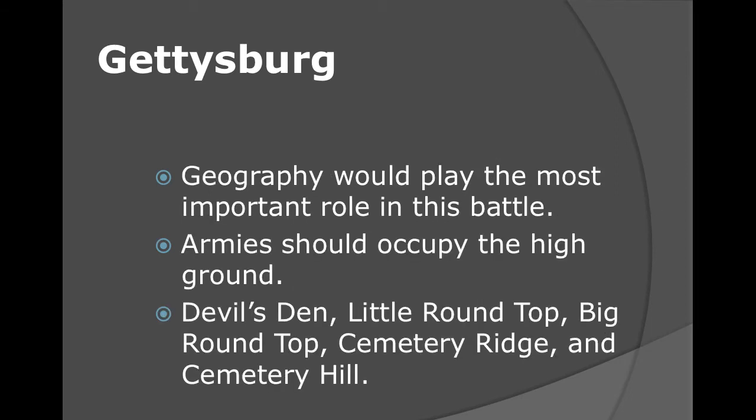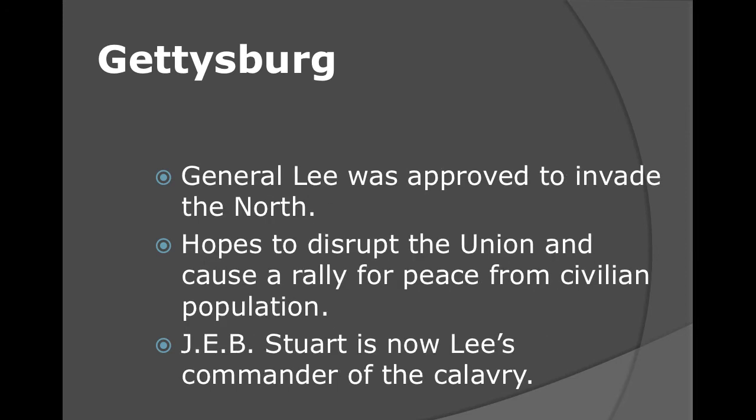Geography is going to play an important role in the Battle of Gettysburg. The army that could occupy the high ground is going to win the day. And some of the geographical places in the Battle of Gettysburg are a place called the Devil's Den, Little Round Top, Big Round Top, Cemetery Ridge, and Seminary Hill.